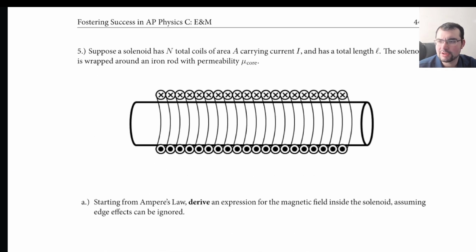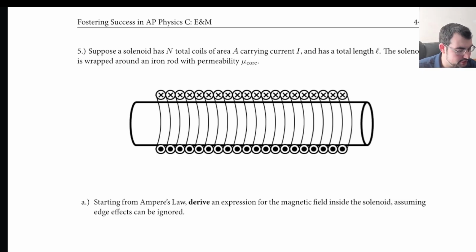So let's remind ourselves how to do the solenoid. This is a solenoid that has capital N coils of cross-sectional area A, and it has total length lowercase l. The solenoid is wrapped around a rod with a permeability mu core. So this is not mu zero. This is going to be the same effect that a dielectric has for capacitors, where if you insert a material that's better at confining magnetic fields than vacuum or air, you get a better inductor.